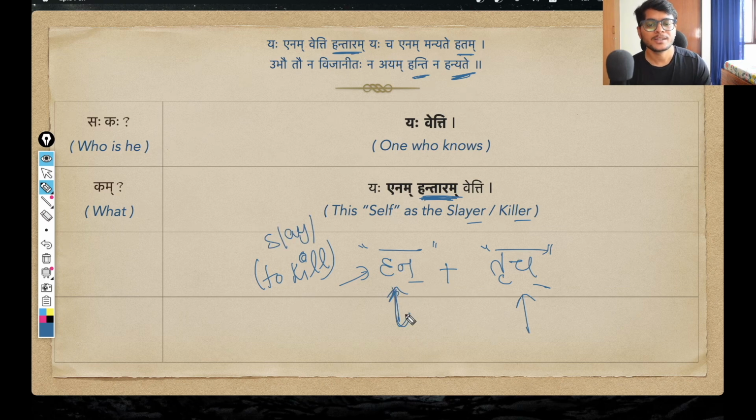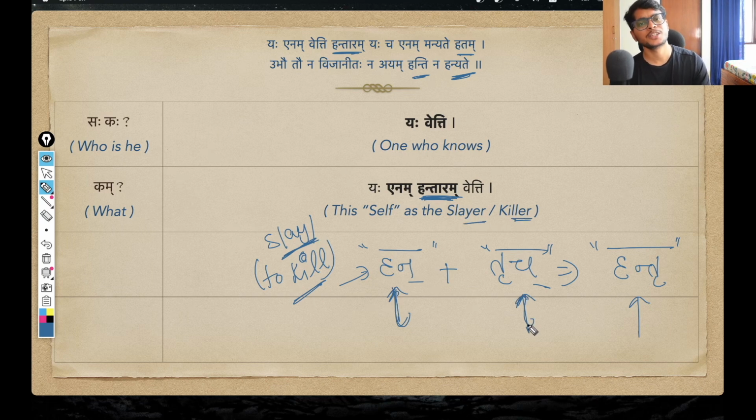So when we modify this dhatu using trich pratyay, the new pratipadika that we create is hantra. This is the new pratipadika, hantra. And this hantra pratipadika will describe anyone who kills, anyone who slays. So basically, a killer or a slayer. I hope the use of this trich pratyaya is clear. Hantra, this is the pratipadika.